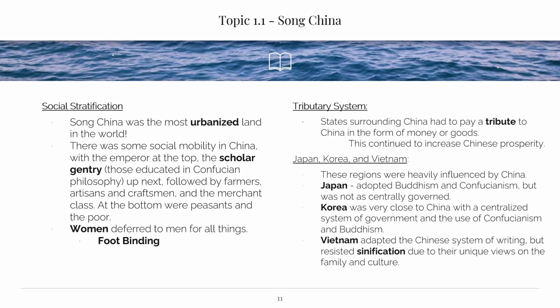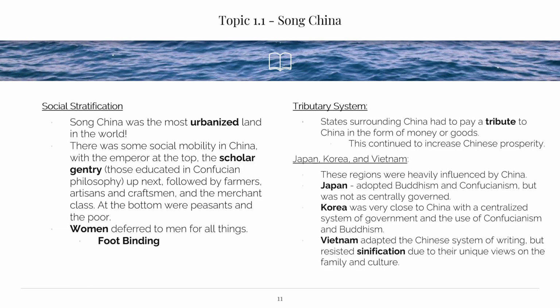In the way of social stratification, Song China was the most urbanized land in the world. There was some social mobility in China with the emperor at the top, the scholar gentry class. These were the educated Confucian philosophers. Below them, followed by farmers, artisans, and craftsmen, and then of course the merchants at the very bottom. They were seen as driven by money, and because of that, untrustworthy. Below them were peasants and the poor. But a lot of times you would see the merchant class going back and forth between which was truly at the bottom. They were not respected at all, though we do know that much.